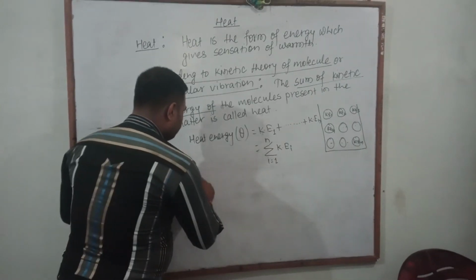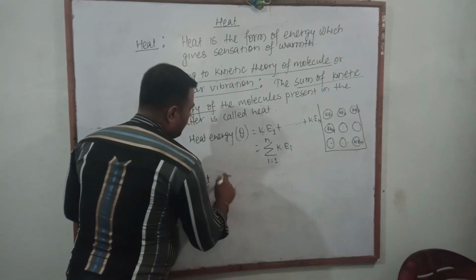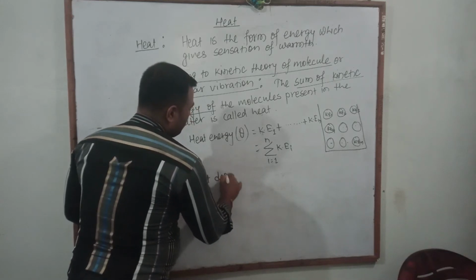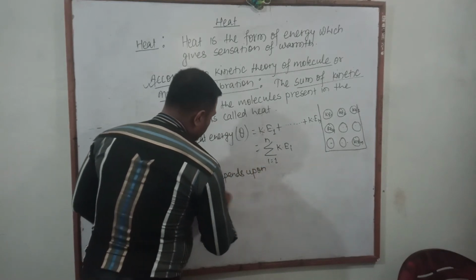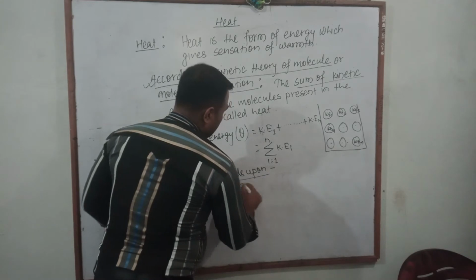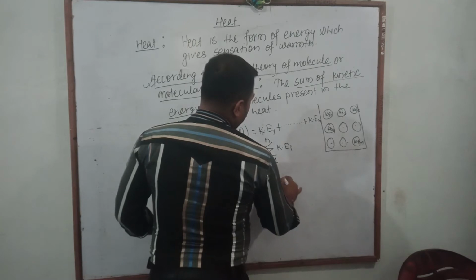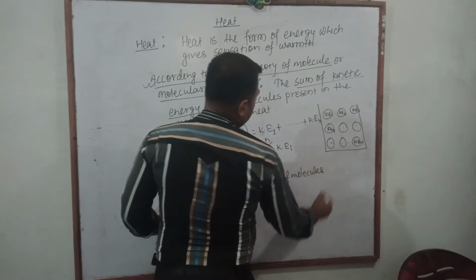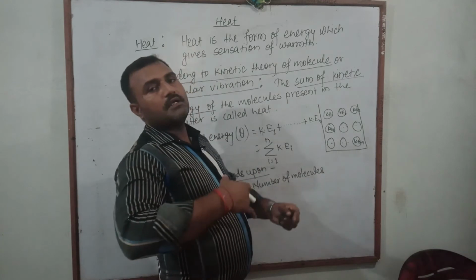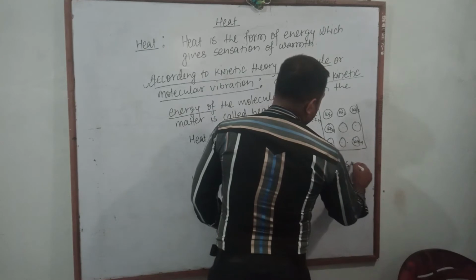Therefore, we write that heat energy depends mainly on two factors. What are these? First is the number of molecules present in matter. Number of molecules means what? Amount of matter. And we can also write the mass of the body.